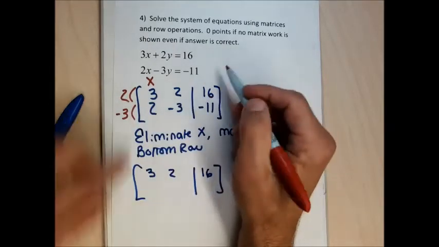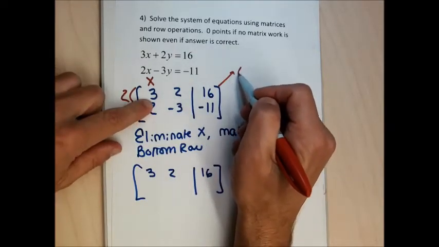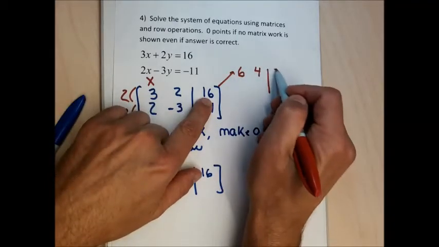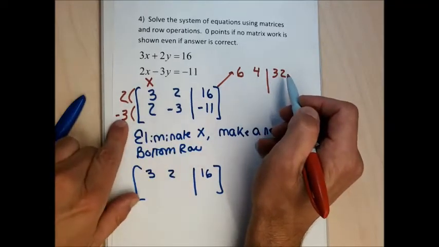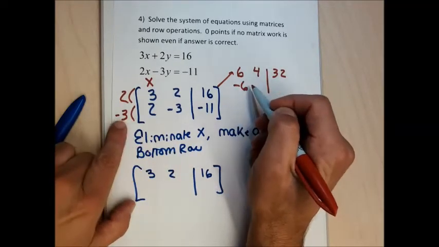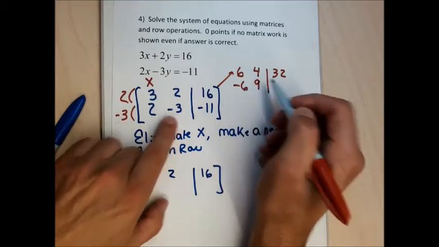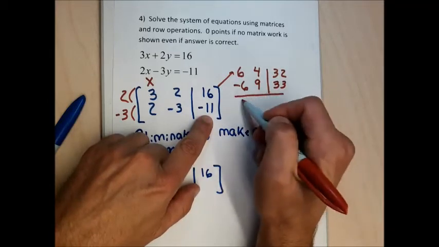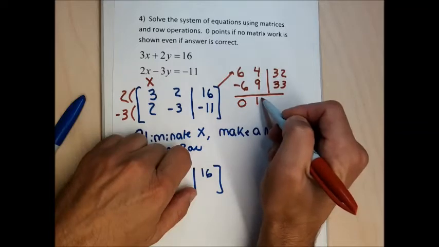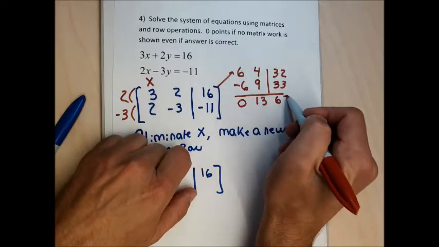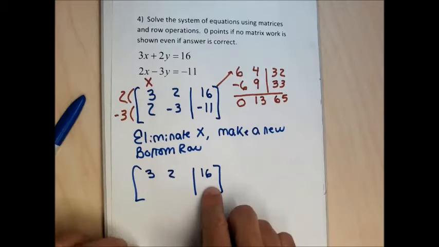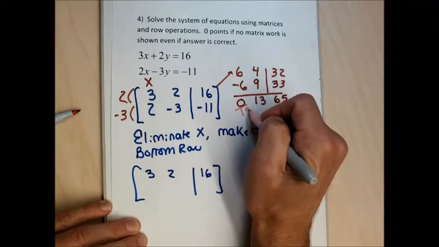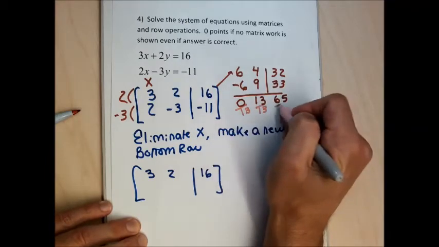So this is going to transform to 2 times 3, which is 6, 2 times 2, which is 4, 2 times 16, which is 32 for the top row. And then bottom row, negative 3 times 2 is negative 6. Negative 3 times negative 3 is positive 9. Negative 3 times negative 11 is positive 33. When I add these together, I get 0, 13, and 65. I can make this my bottom row, but I probably don't want to do that because the numbers are so big. And every number in that row is divisible by 13. So I'm going to go ahead and do that division.